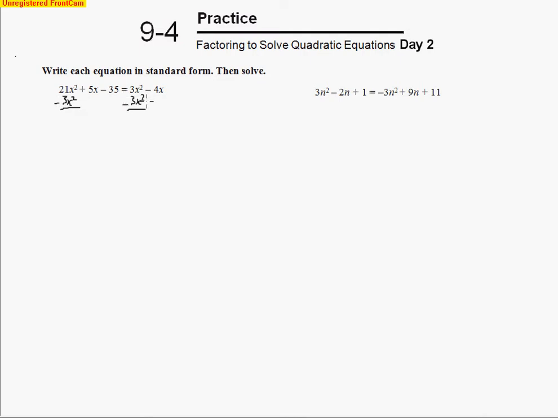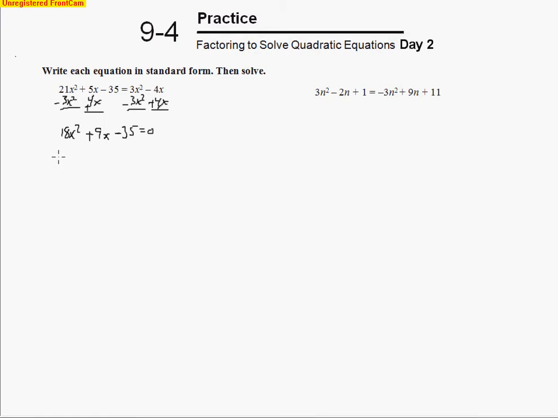I'm subtracting the 3x squared from both sides, adding the 4x so that I get everything onto one side. When I do that, this leaves me with 18x squared plus 9x minus 35. So always look for common factors. See if there's something that's common between them, and I don't see anything, so we've got a tough factoring problem.